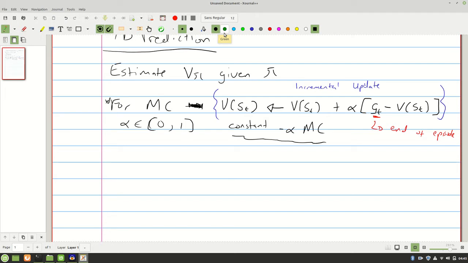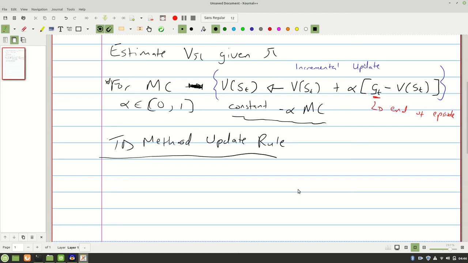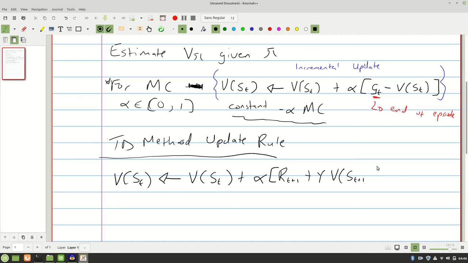So let's look at the update rule for TD methods. Of course this can change based on the kind of TD method we're talking about, and I'm going to go into that later on. But in general, we can update our value function as V of S_t equal to the same V of S_t plus alpha, our constant parameter that we denote as the learning rate, times R_{t+1} plus gamma V of S_{t+1} minus V of S_t.